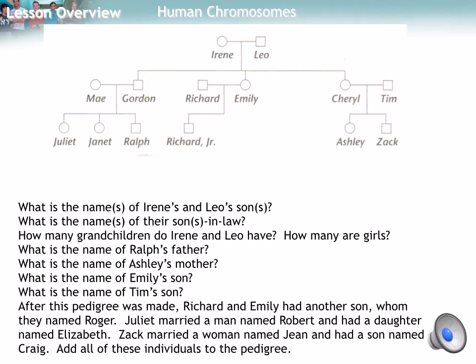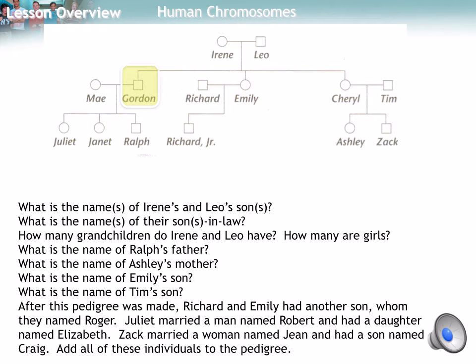Now the question is, what is the name or names of Irene and Leo's sons? Well, in this case, it's Gordon, and we know that he's the only son because he has this square symbol. Emily and Cheryl are females, and they're represented by the circle symbol.